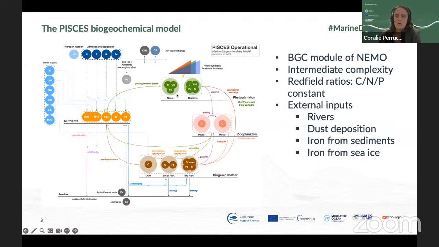The Redfield ratio between carbon, nitrogen, and phosphorus in phytoplankton and zooplankton are kept constant. And on this picture, you have all the processes that are modeled in PISCES. For example, the phytoplankton uptake, the nitrogen fixation, the grazing here, the natural mortality, the remineralization, and so on. And on top of that, there are external supplies of nutrients from rivers, atmospheric deposition, so dust. We have also iron from sediments and iron from sea ice.